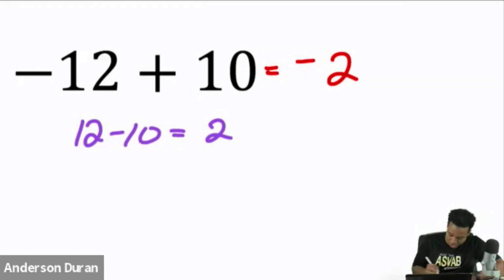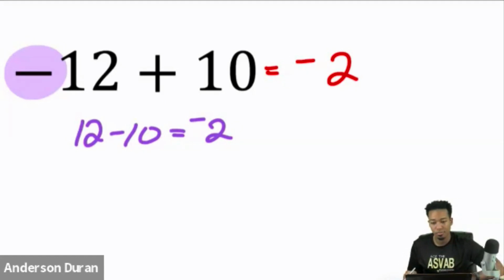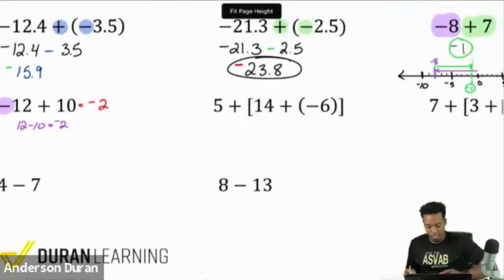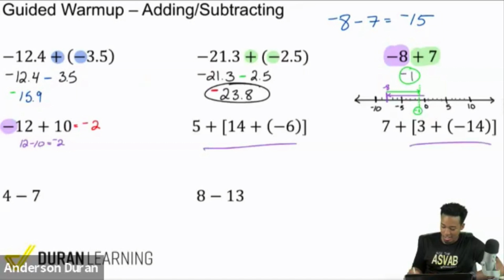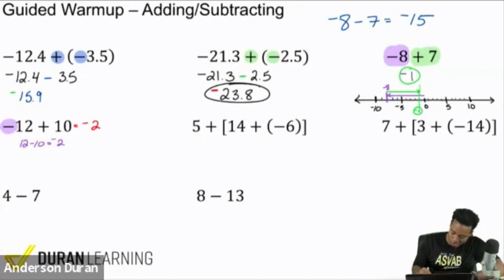But because we have the 12 being the bigger number, it'll be negative 2. And there it is. And so let's zoom on out over here and let's get to some of these trickier looking ones here and here. So let's have a little bit of fun with some mathematics, everybody.